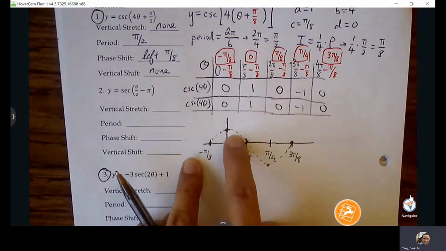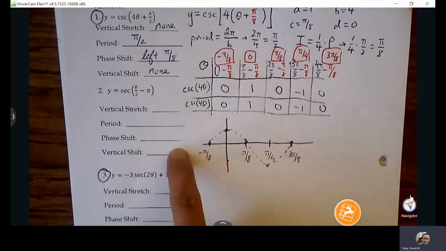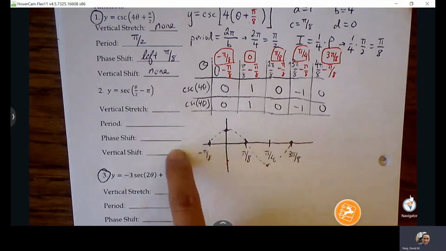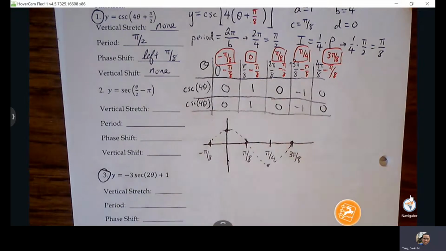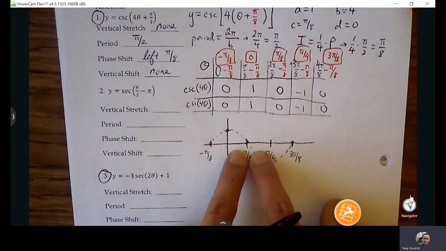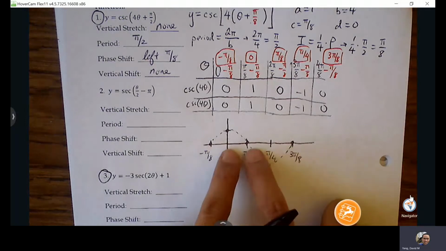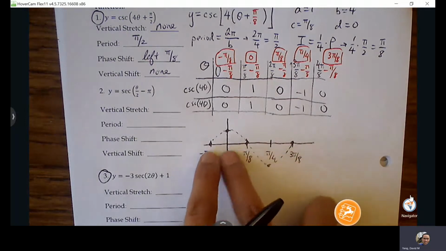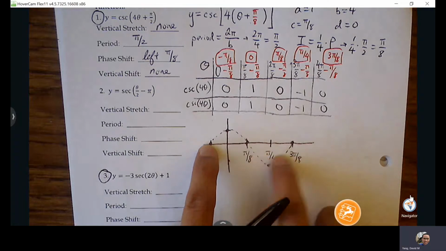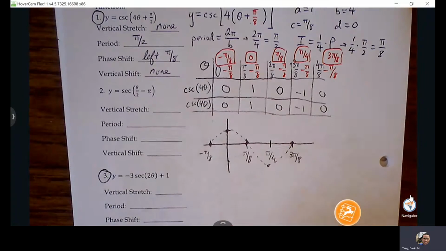Okay, do you see where this graph crosses our d value, which in this case is 0? Wherever it crosses the d value, that's where you draw vertical asymptotes. Vertical asymptotes will be all the intersections with your d value. I know we don't have a vertical shift yet, but next problem we're going to see a vertical shift. Wherever that d value intersects with your dotted line curve is where your asymptotes will be dropped.